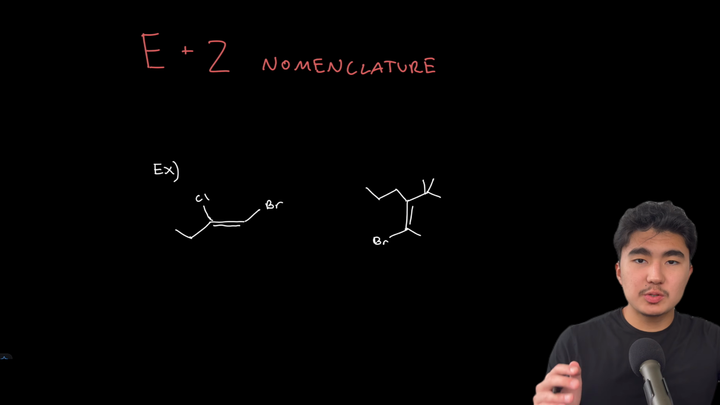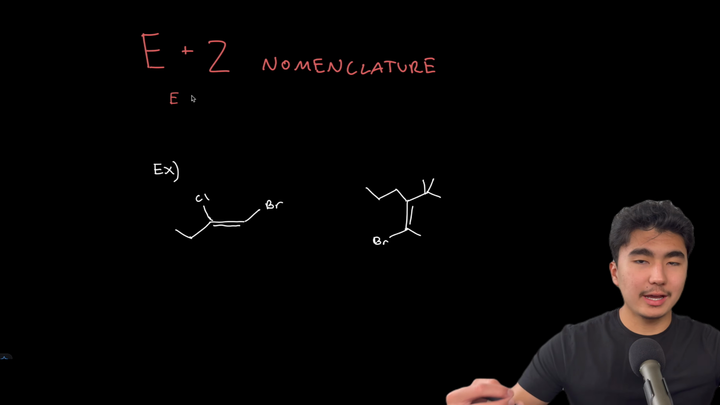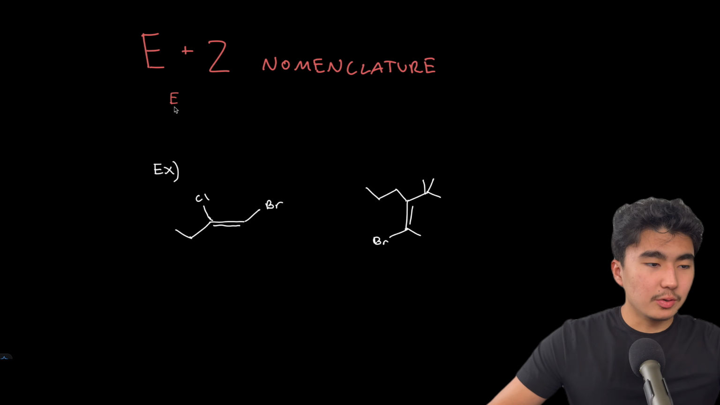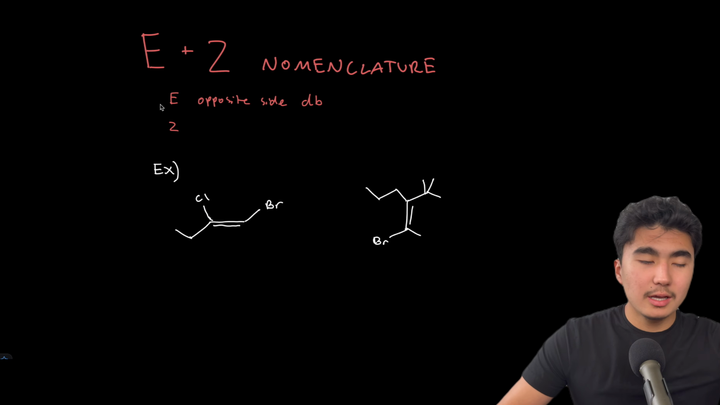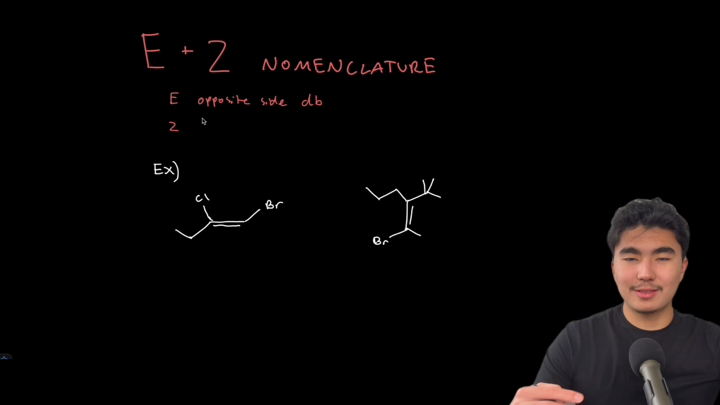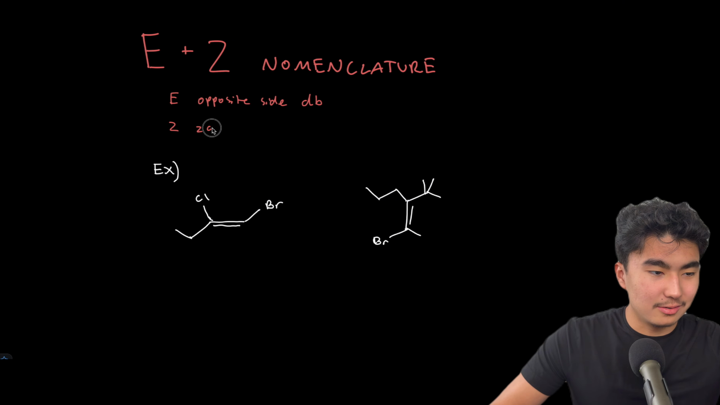Now in organic chemistry specifically, we have to know E and Z nomenclature. E is just another way of letting us know that we have a trans configuration. So E would mean opposite side of our double bond, while Z means same side. You can think of it like Z is the same side. So I'll just do as our mnemonic: same side of the double bond.